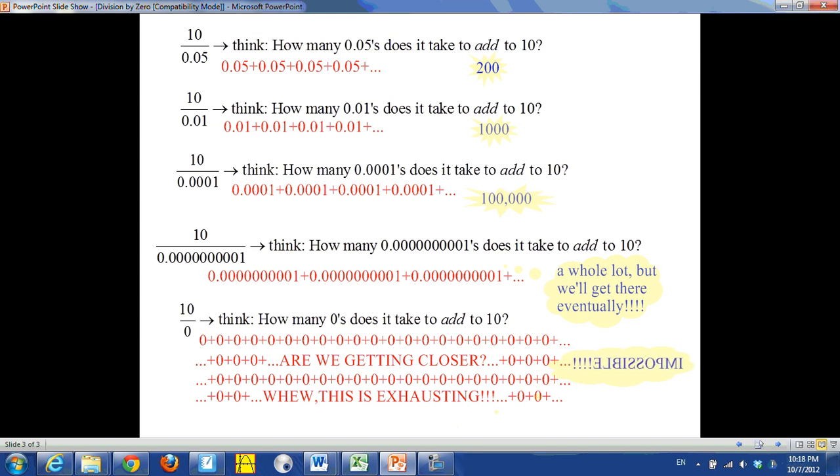It's not possible. So the lesson here is that division by 0 is impossible. It doesn't have an answer. You cannot divide a non-zero number by 0.